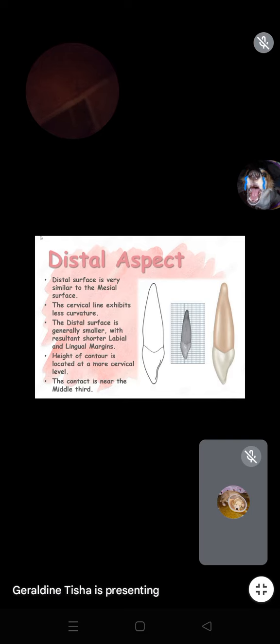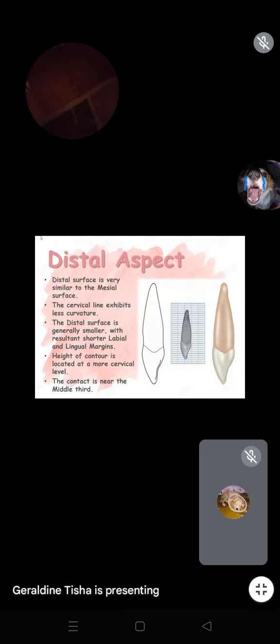In distal aspect, the distal surface is very similar to the mesial surface. The cervical line exhibits less curvature. The distal surface is generally smaller with resultant shorter labial and lingual margins. Height of contour is located at a more cervical level. The contact is near the middle third. So distal is behind, towards the back of the mouth, and away from the middle of the face.